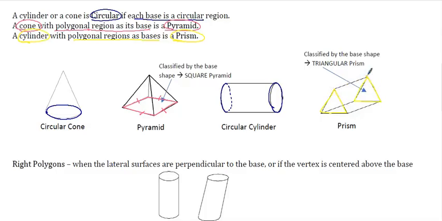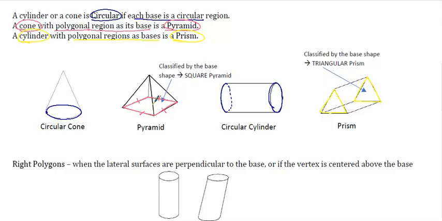The base is not always what's sitting on the floor. A lot of times we think of the base as what's on the bottom. It's not. We have two triangles and they're connected by three rectangles. So the part that has two is the base. So this is a triangular prism because the base is a triangle. This is a square pyramid because the base is a square.